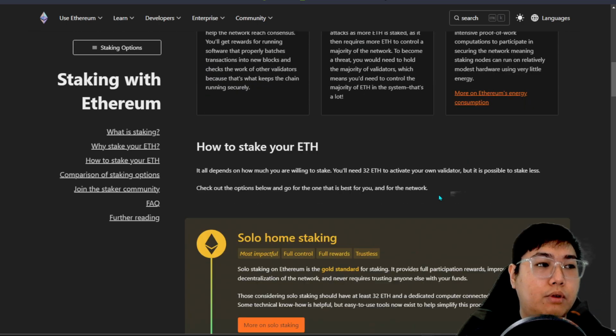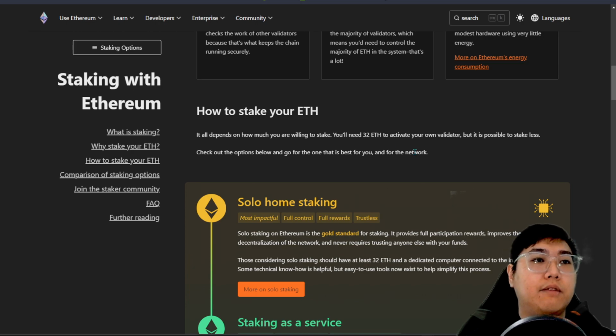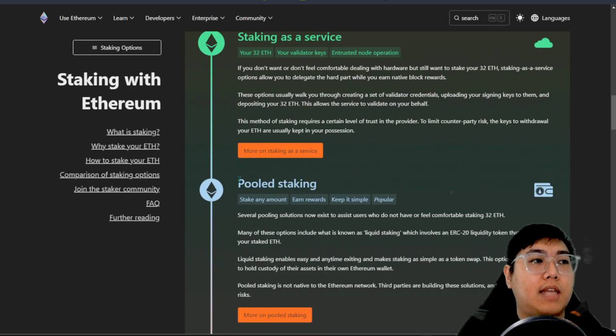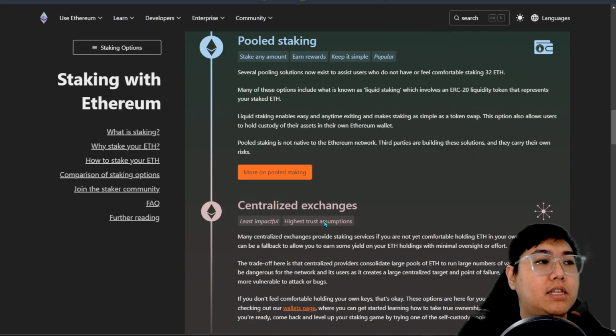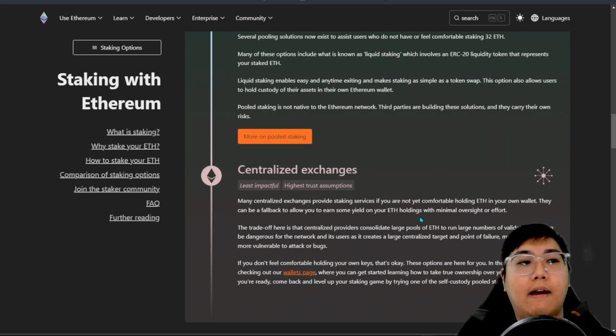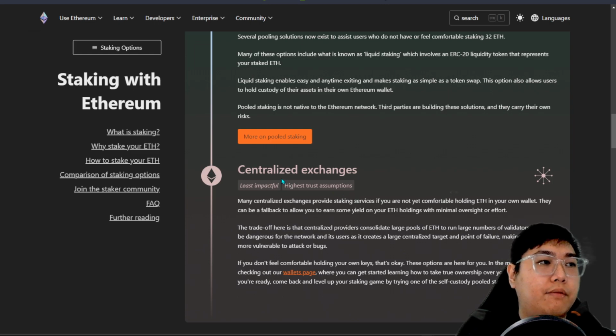And after that, we're going to scroll down. How do you stake your Ethereum? If you do not have 32 Ethereum, you might be looking at these types of services like pool staking or centralized exchange staking. But to be honest, if you are using centralized exchange staking, maybe you stake 1, 2, or even 10 Ethereum, it does not really have much impact on the network itself.